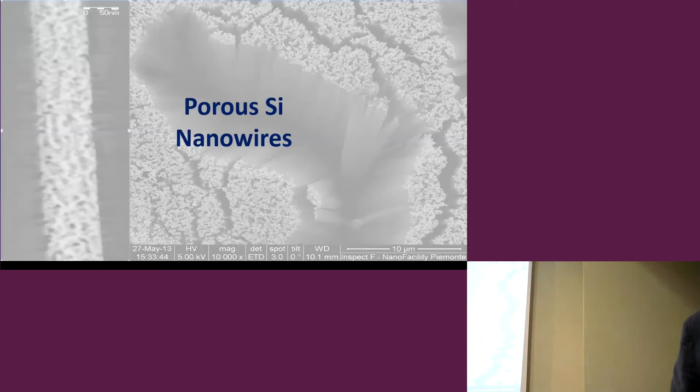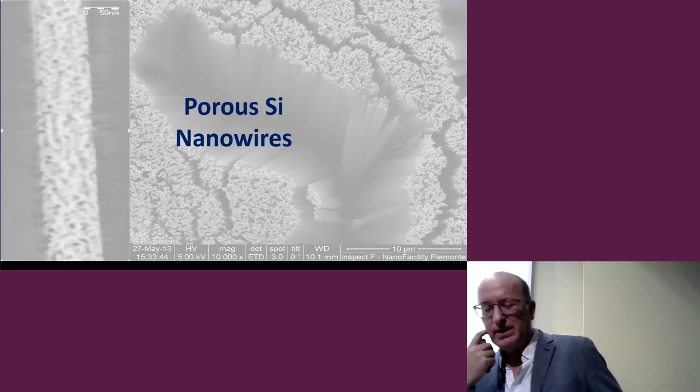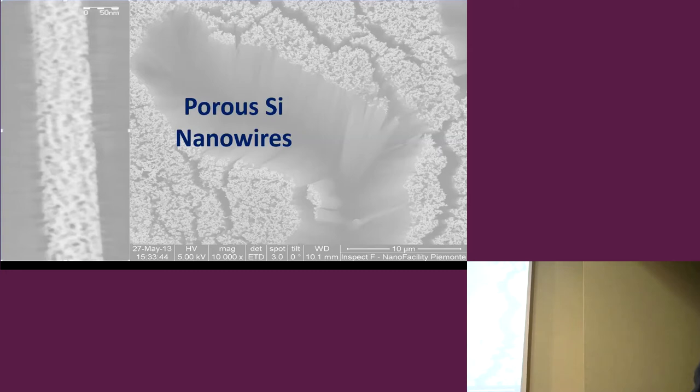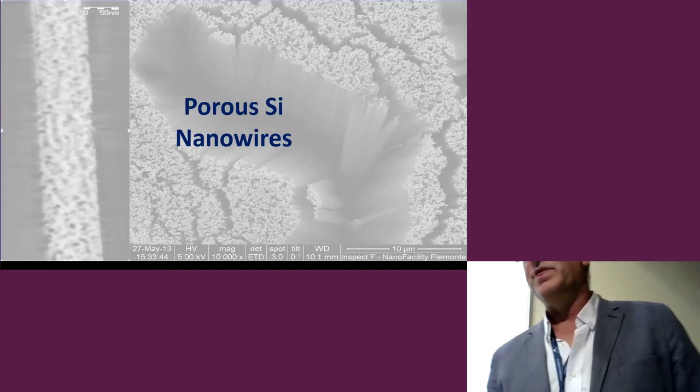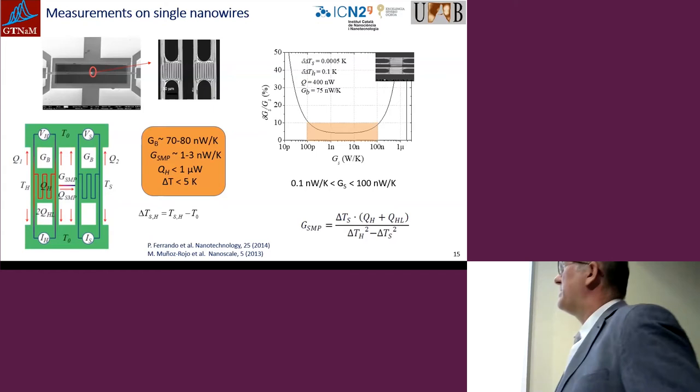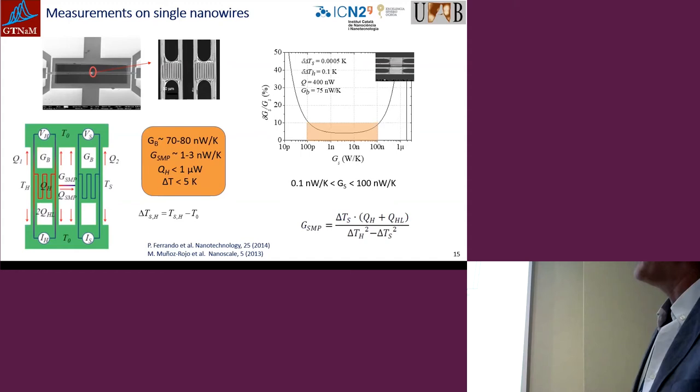Okay, let me jump into a completely different system. These are porous silicon nanowires, so we have to measure them in a very different way. These are nanowires of more or less 100 nanometers with a very low thermal conductance, and we have to measure them by another method. We use these suspended structures, which are 400 microns in length.